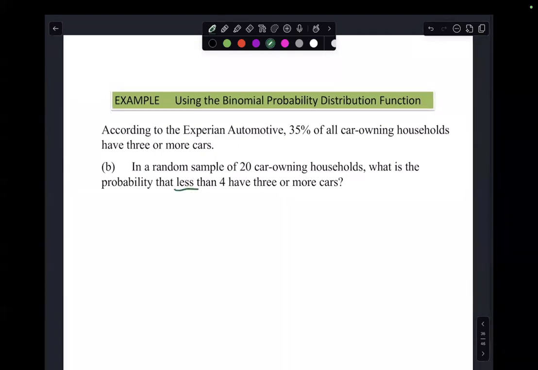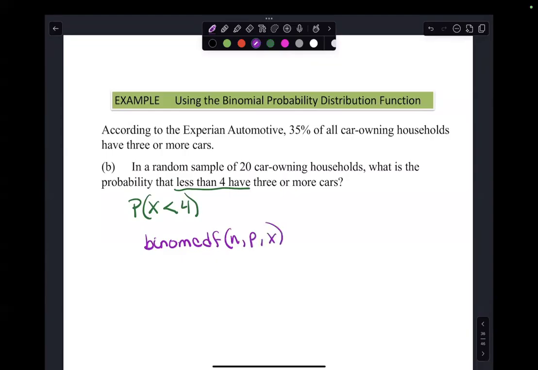So notice here we have less than 4. I want to know the probability that my X value is less than 4. We have another function, binom CDF. The C stands for cumulative. Remember what cumulative means, like adding them all up, right? So the cumulative function gives us less than or equal to.